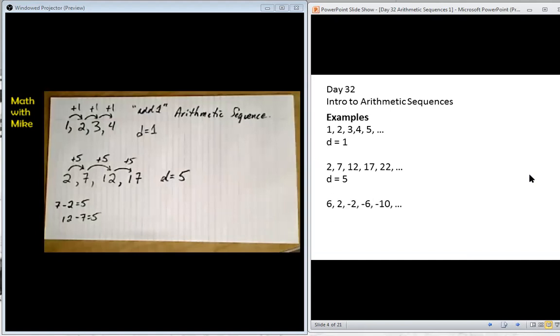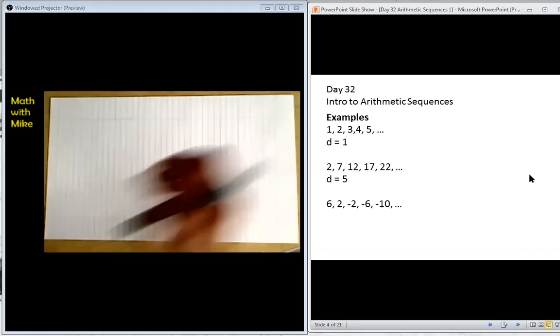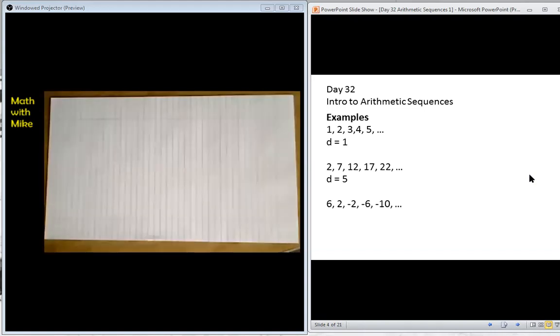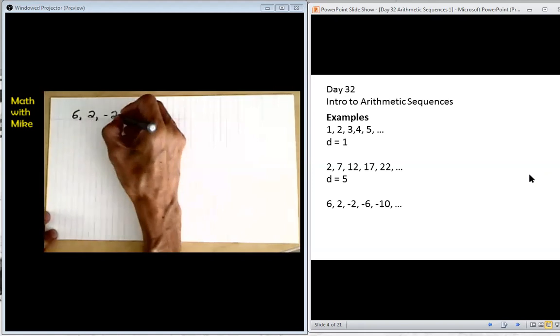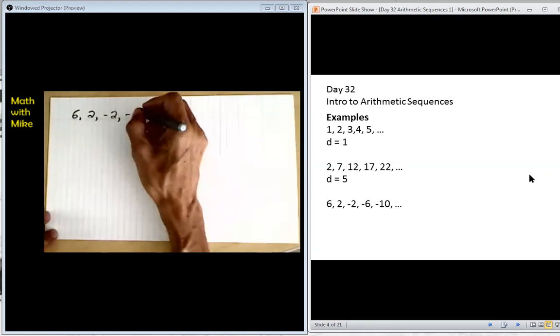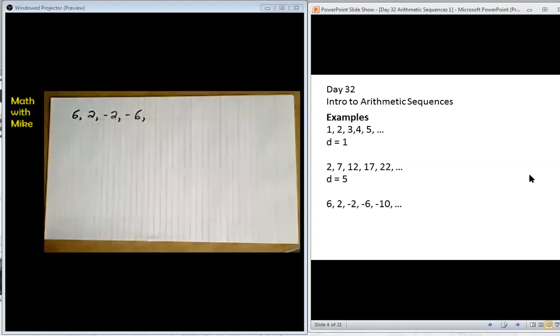Okay. It can get a little more challenging now, just by throwing in some integers and stuff. What is the D going to be for this example? What do you add or subtract each time? You got a 6, a 2, you got a minus 2, a minus 6. Minus 2.